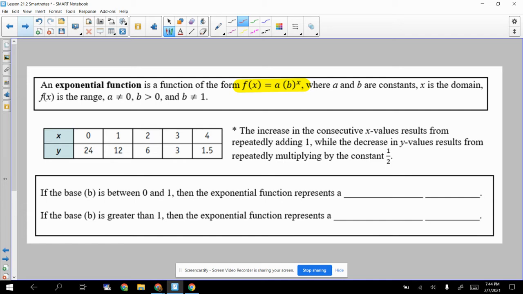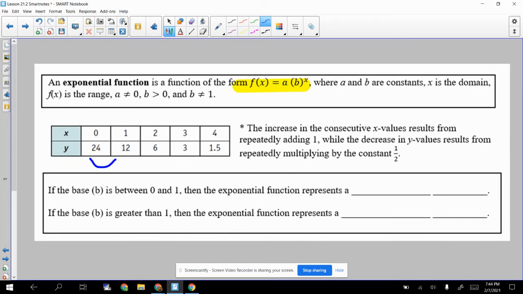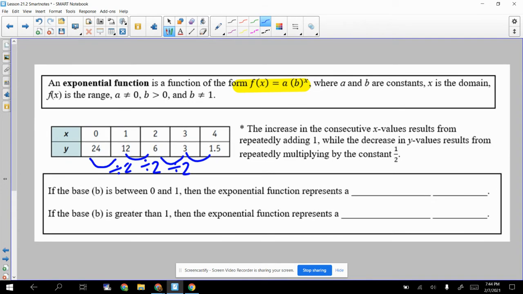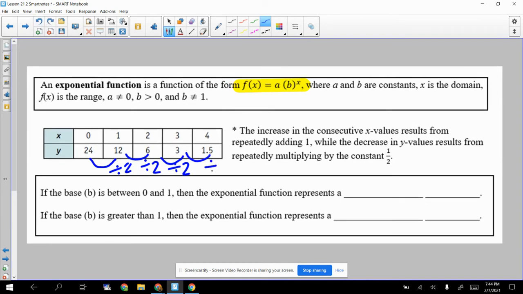Okay, so this here is an example. If you look at this table, each term, you can see that they are dividing by 2. So 24 divided by 2 is 12. 12 divided by 2 is 6. 6 divided by 2 is 3. 3 divided by 2 is 1.5.